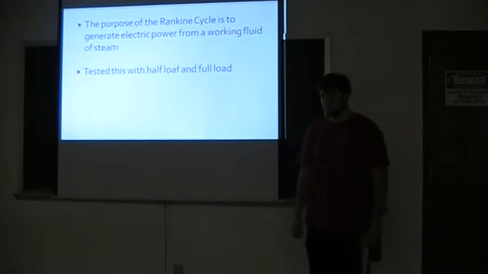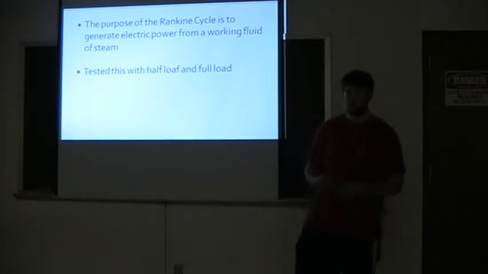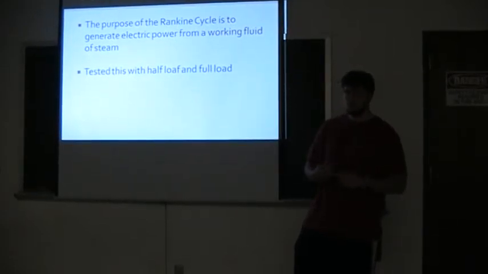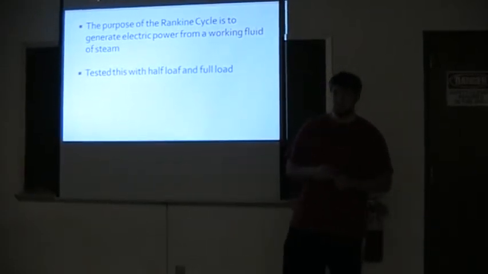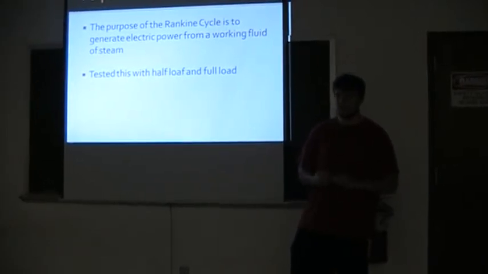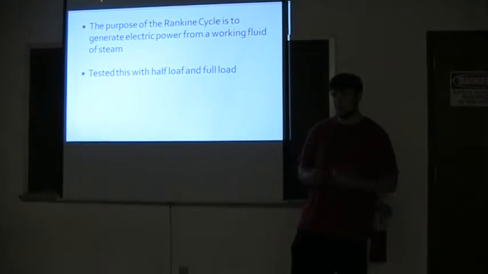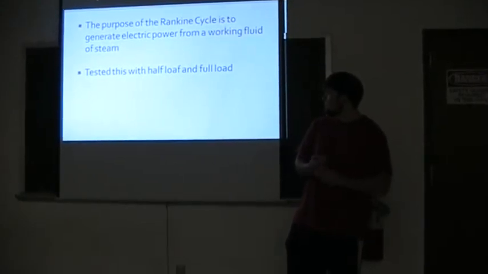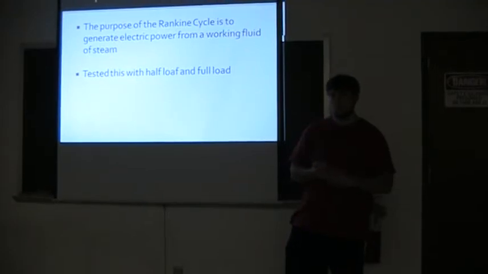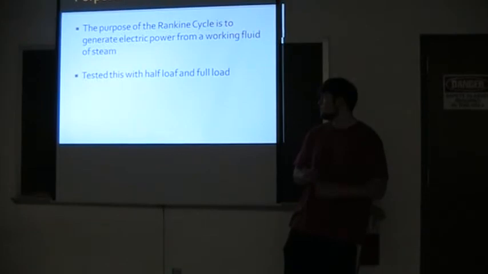Alright, so the purpose of the Rankine cycle is to generate electric power from working fluid steam. So the steam enters and it's expanded, and there's a pressure drop and a velocity increase which spins the turbine and creates the electric power. So we tested this with the light bulbs that are on the wall over there. We had a half load and a full load, where the half load was 8 light bulbs and the full load is 16 light bulbs.